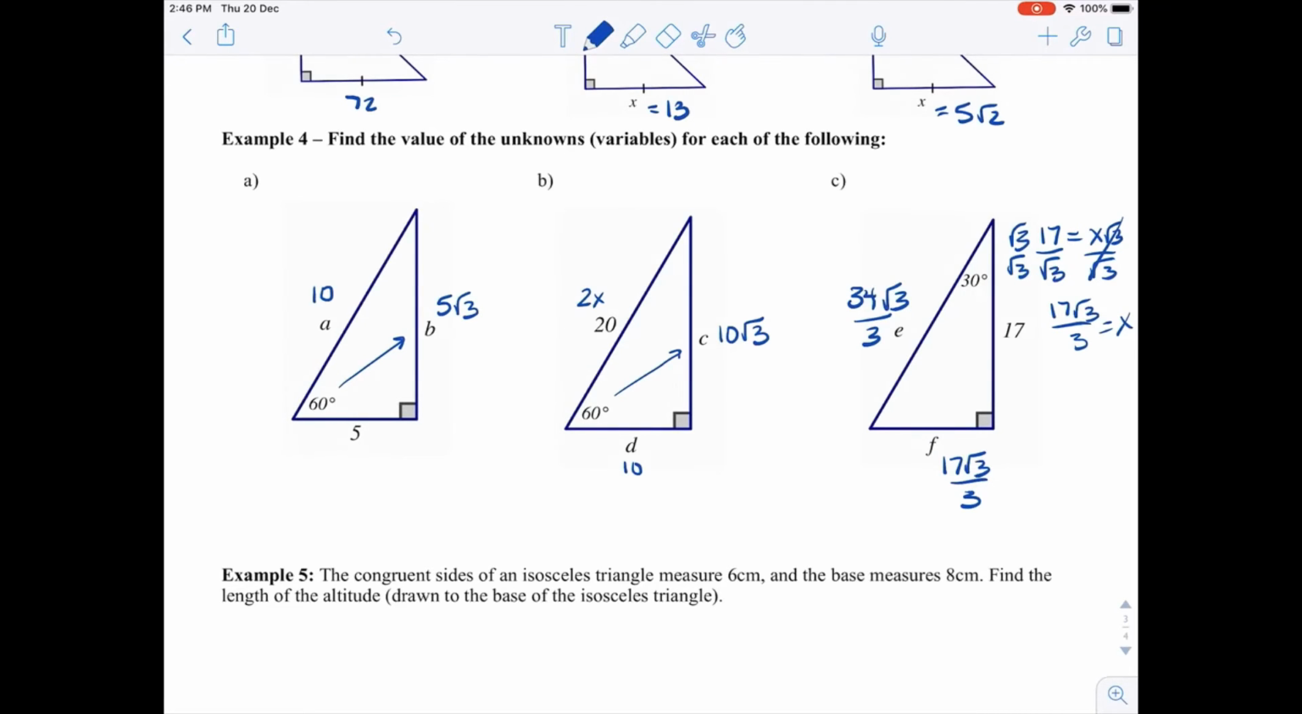Now similarly, there's a shortcut here. If you get the side opposite the 60, the radical 3 side, you can divide by 3 and multiply by radical 3 for the shortcut.